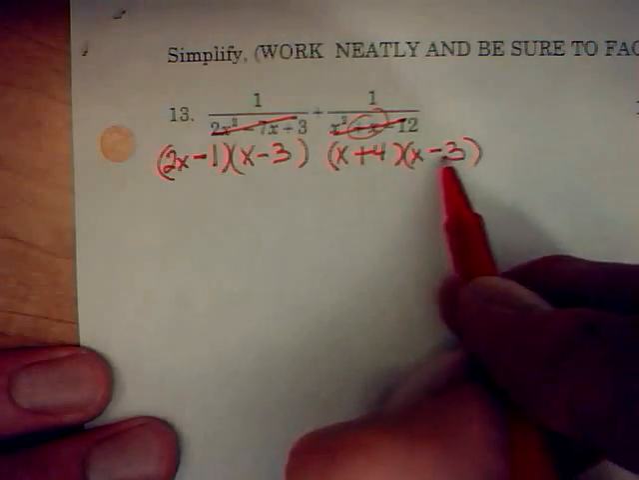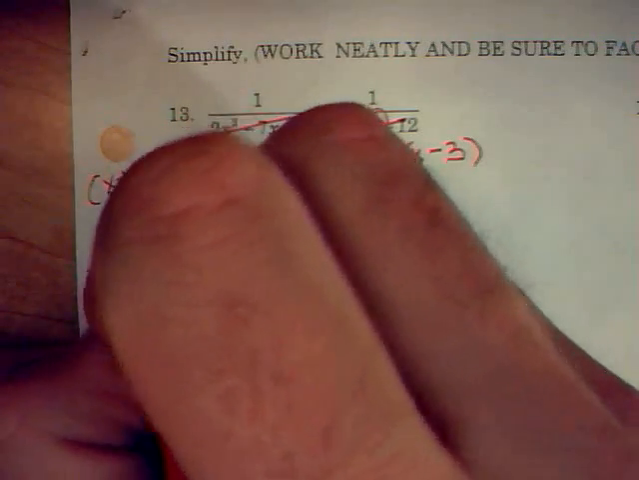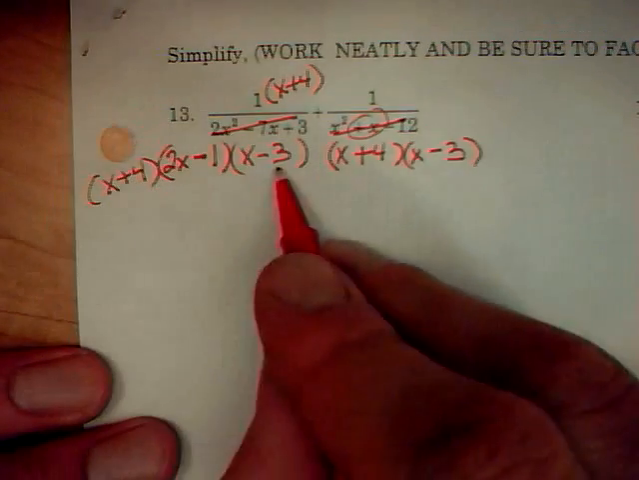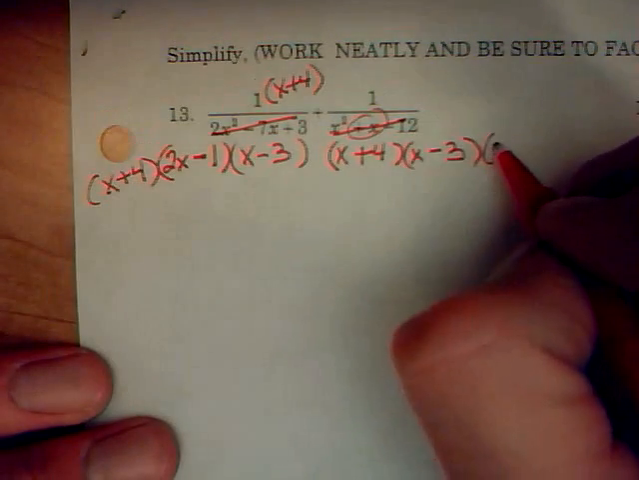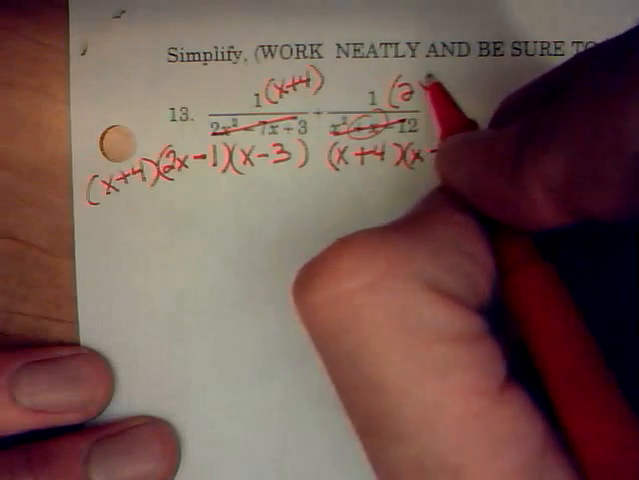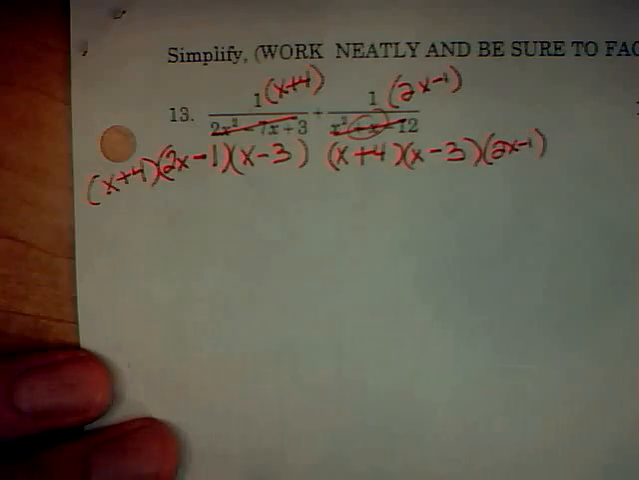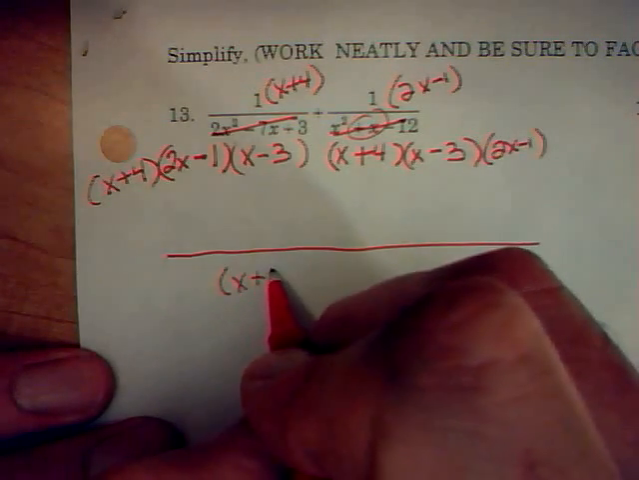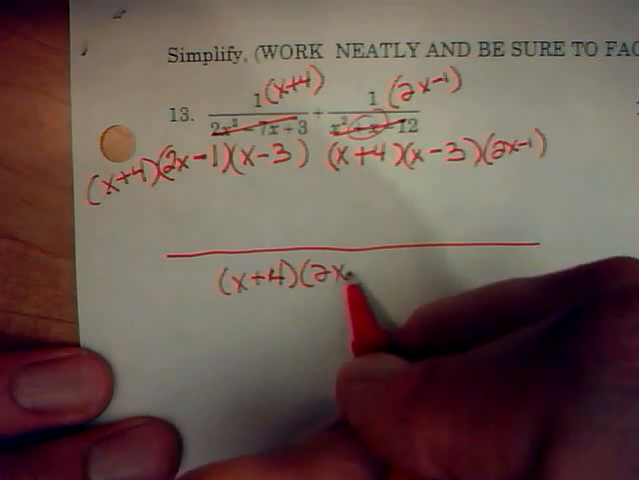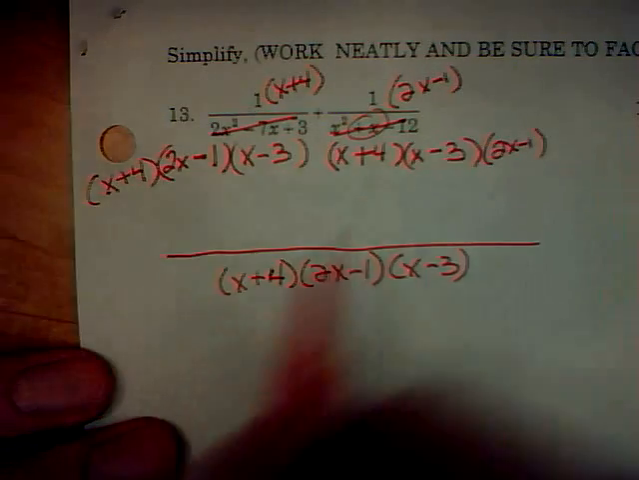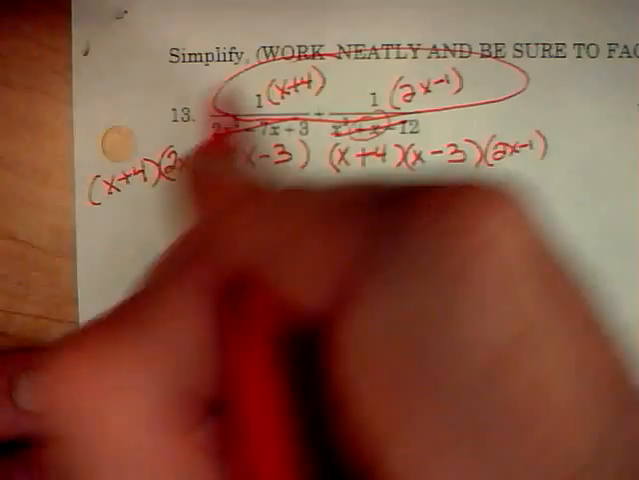So what does this denominator have that this one does not? It appears that it has an x plus 4. So whatever you do to the bottom, we need to do to the top. And now what's over here that's not over there? Looks like we need a 2x minus 1. And whatever you do to the bottom, you must do to the top. Okay. So now we have ourselves a common denominator, which is x plus 4, 2x minus 1, and an x minus 3. And now we're ready to combine our numerators.